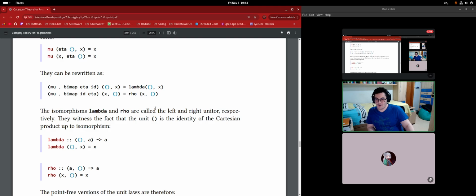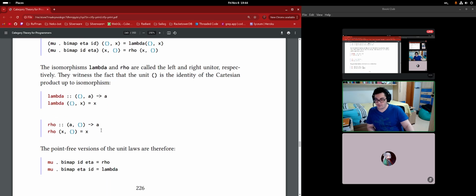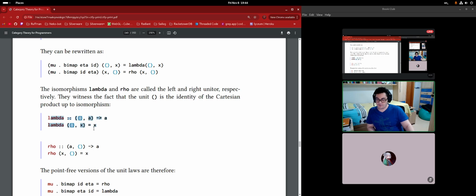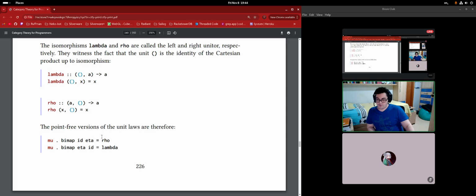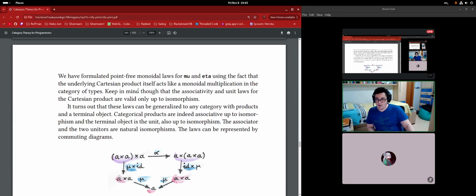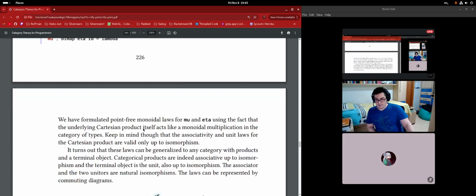The isomorphisms lambda and rho are called the left and right unit, respectively. They witness the fact that the unit is the identity of the Cartesian product up to isomorphism. So these are basically the implementations of the thing. So instead of using eta now, we're just going to use this. And they are basically doing what I just explained. So then we can replace this entire thing with this and this entire thing with this. Cool. We have formulated point-free monoidal laws for mu and eta using the fact that the underlying Cartesian product itself acts like a monoidal multiplication in the category of types.